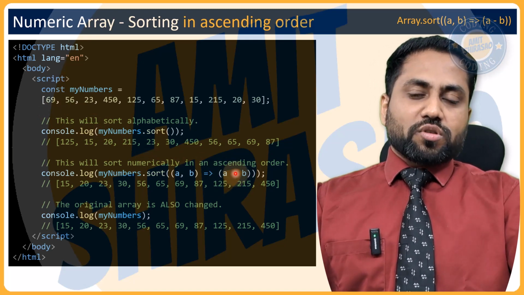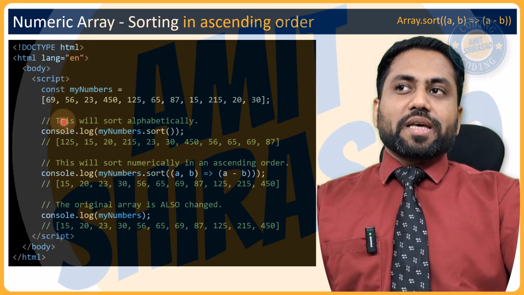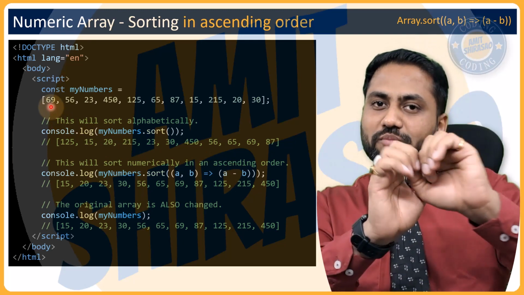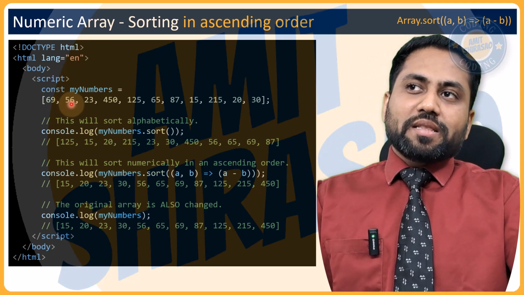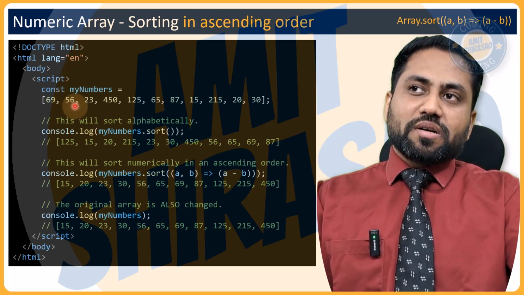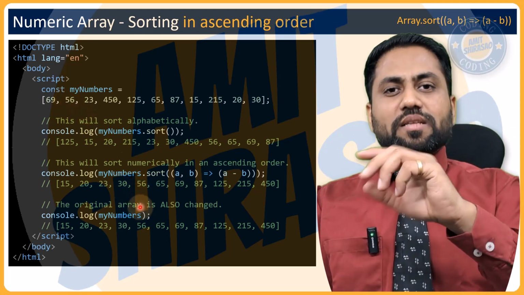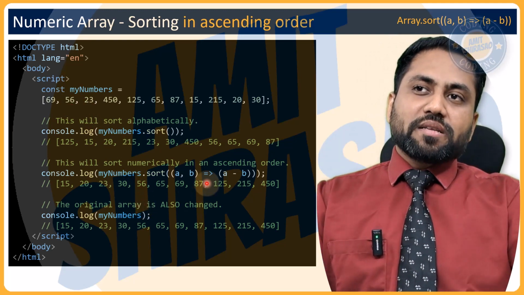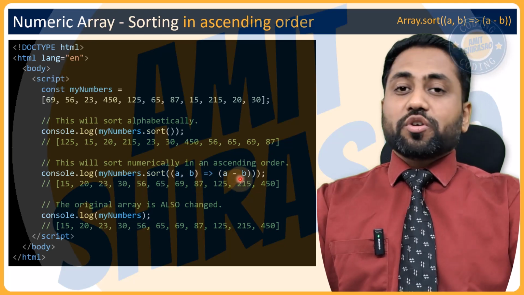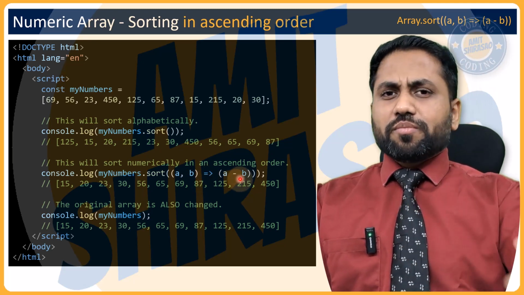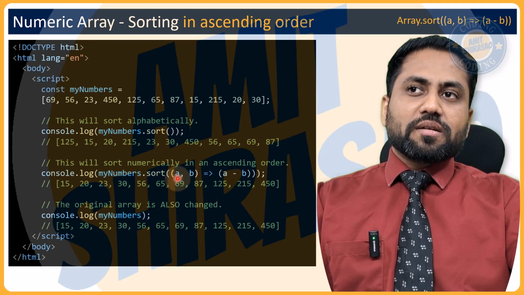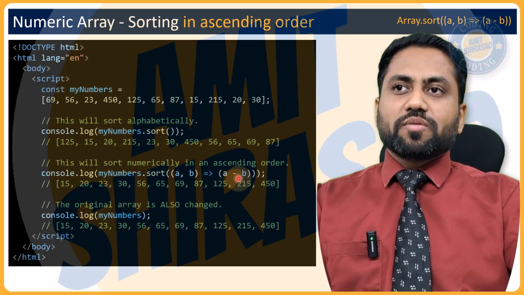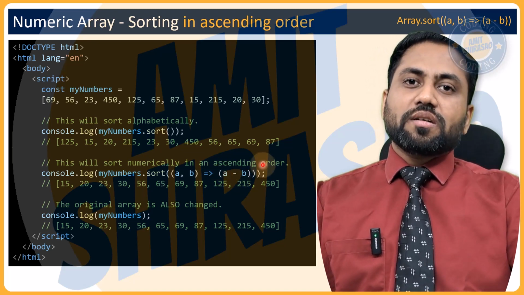Whenever it returns a positive number, it thinks that the first number was greater than the second number, so it pushes the first number towards the end. Then it will again compare the other two numbers, and again do the same, and it will keep on doing this till it reaches the end of the array. This way the array will be sorted in ascending order. Even if you don't remember all this, just remember to create a compare function and return a minus b. That is sufficient.